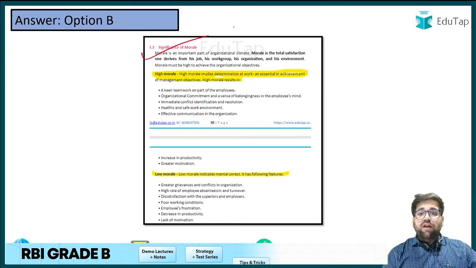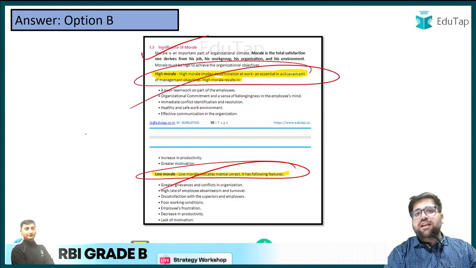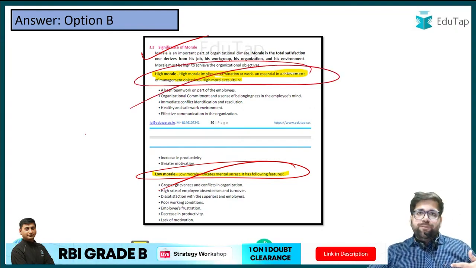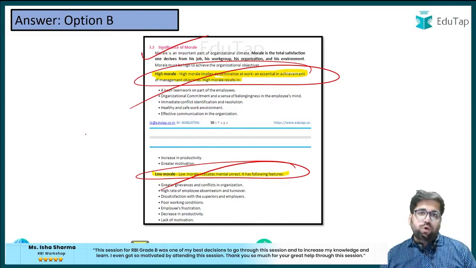Significance of morale: you have to understand what low morale indicates and what high morale indicates. When it comes to employee turnover, if there is a high employee turnover, then many people are leaving, and definitely it means that your company morale is low. Vice versa, if there is a low turnover.